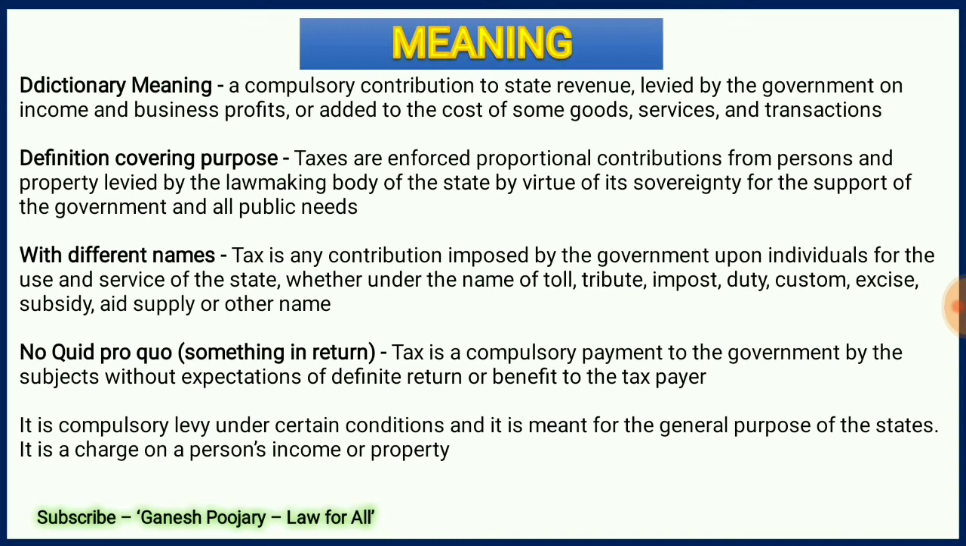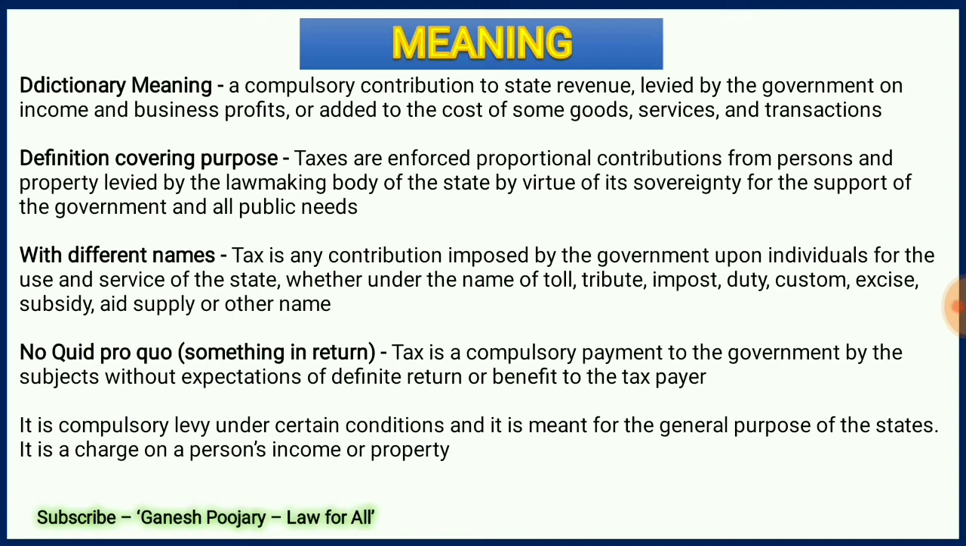The third one covers a lot of names which are available for tax, and the meaning. Tax is any contribution imposed by the government upon individuals for the use and services of the state, whether under the name of toll, tribute, impost, duty, custom, excise, subsidy, aid, supply or other name. So there are different names that are available. Along with that, it is also saying that it is a contribution imposed by the government on whom? On individuals. On what? Services and the users.